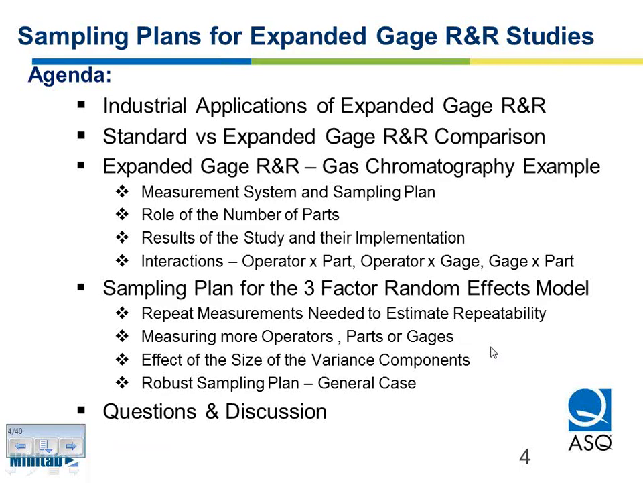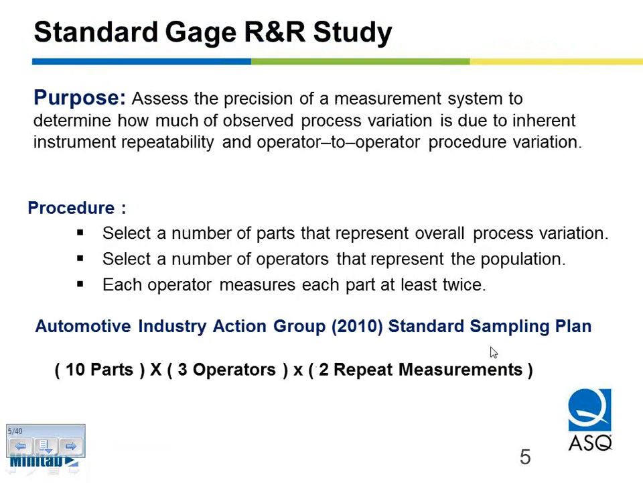So let's start off with the standard gauge R&R. We're going to focus a little bit on what I know is going to be review for most of you, but a standard gauge R&R, as identified in the Automotive Industry Action Group's standard manual for measurement system analysis, is going to be to take 10 parts, have 3 operators measure those parts, and then repeat that measurement for a total of 60 readings total.